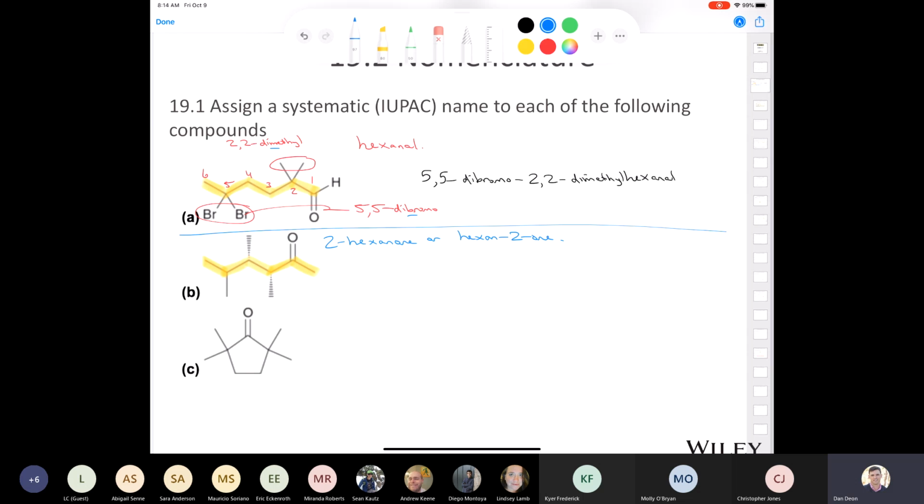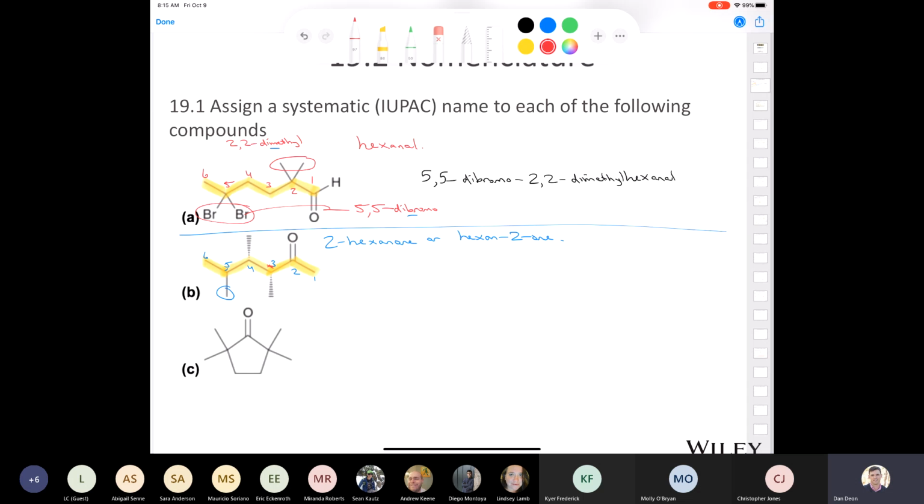We have a methyl group at carbon... let's see here. We got 1, 2, 3, 4, 5, 6. We have a methyl group at carbon 5, but that's not a chiral center, right? Because this carbon has 2 methyl groups, so that is definitely not a chiral center. So we don't have to worry about the chirality at the 5-methyl, but we also have methyls at carbons 3 and 4, and we need to designate the stereochemistry at carbons 3 and 4.